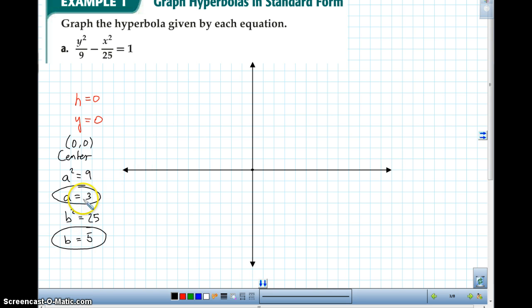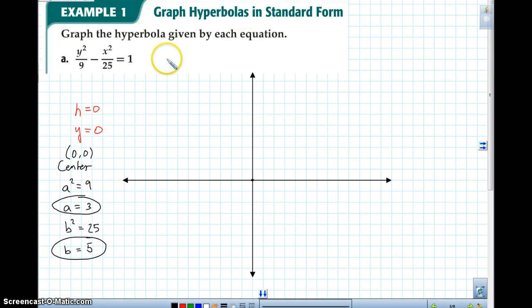So since a is 3, I need to decide if this is going to be a vertical hyperbola or a horizontal hyperbola. And because y squared comes first, we can tell that it's going to be vertical. So I know if I go 3 units vertically, 1, 2, 3, that's going to tell me the location of the vertex for my first half of the hyperbola. And then if I go down 3, that's going to tell me the other vertex for the hyperbola.